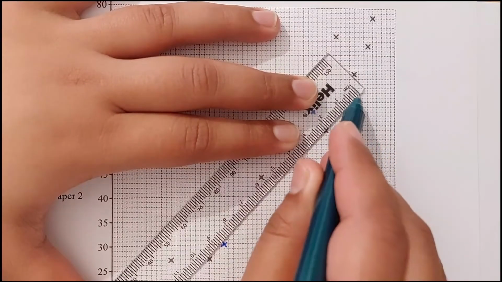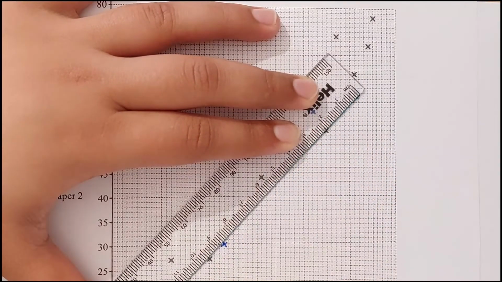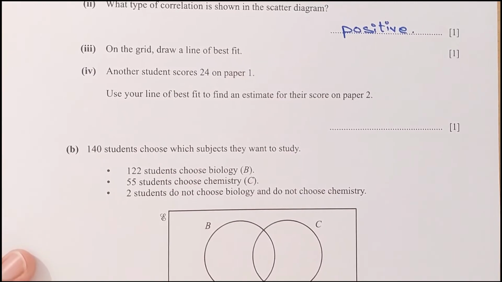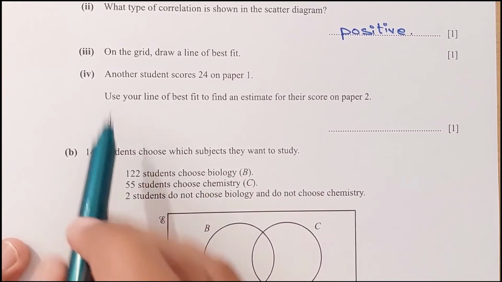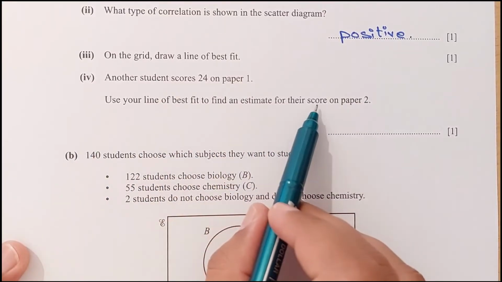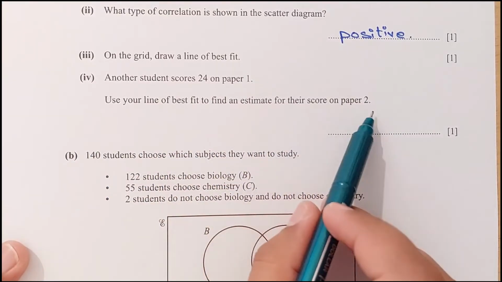Okay, let me draw this as a line of best fit because it passes through 4 points. This is the maximum one, right? Okay, now for number 4, another student scored 24 on paper 1. Use your line of best fit to find an estimate for their score on paper 2.